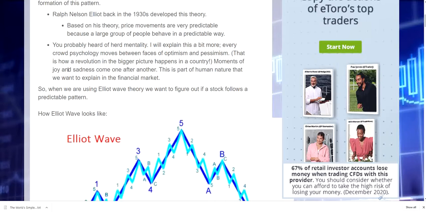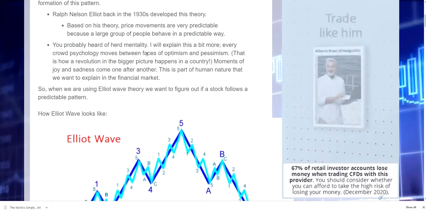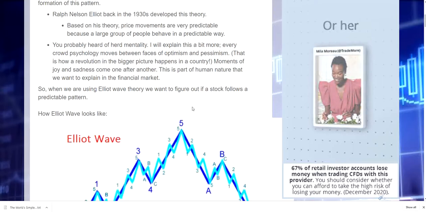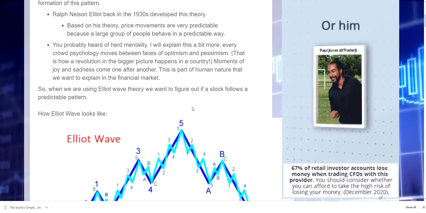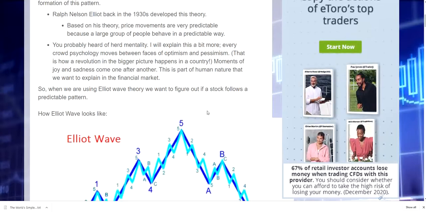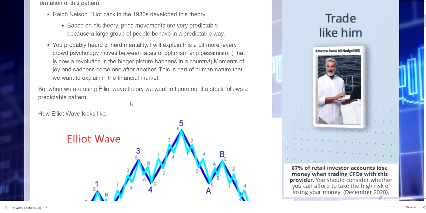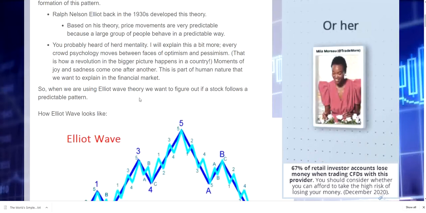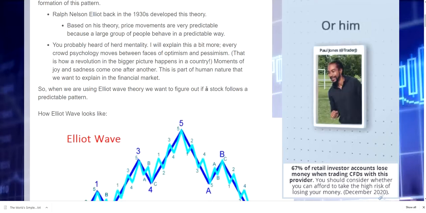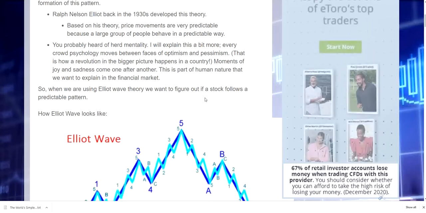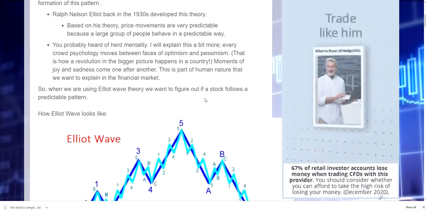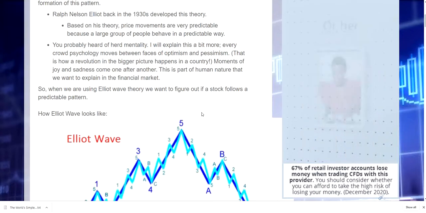You probably heard of herd mentality. I will explain this a bit more. Every crowd psychology moves between phases of optimism and pessimism, and that is how a revolution in the bigger picture happens in a country. We're not going to talk about that here. Moments of joy and sadness come one after another. This is part of human nature that we want to explain in the financial market.